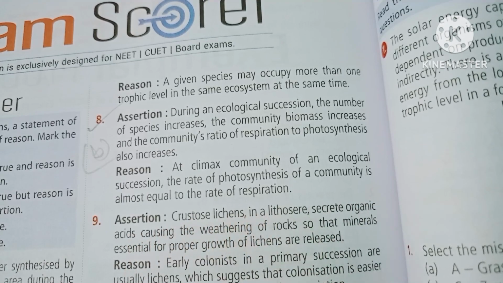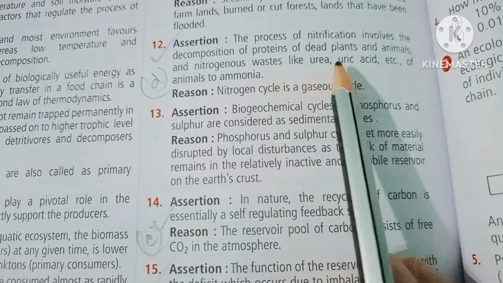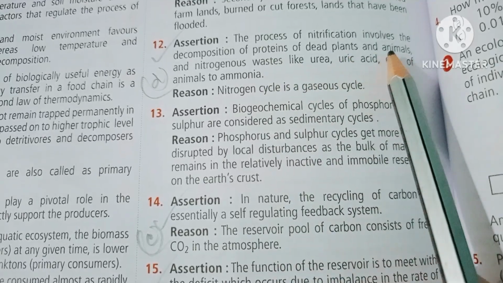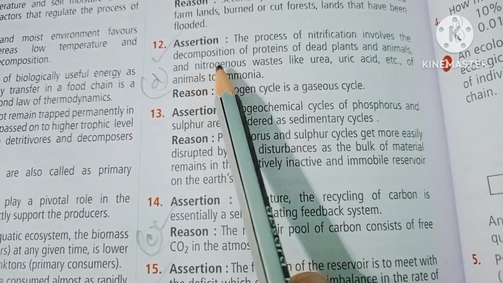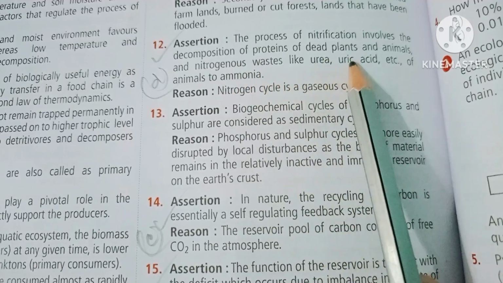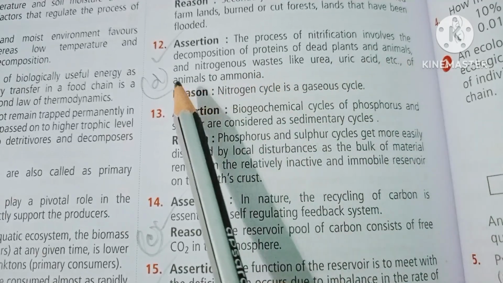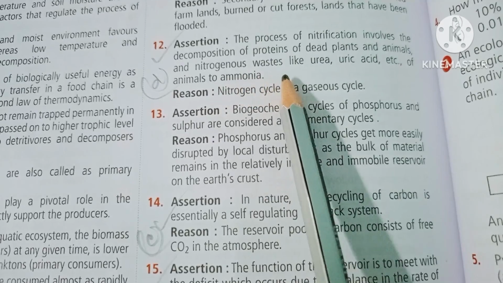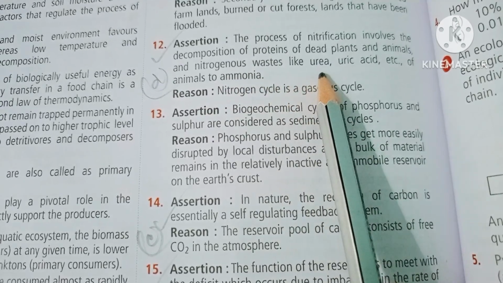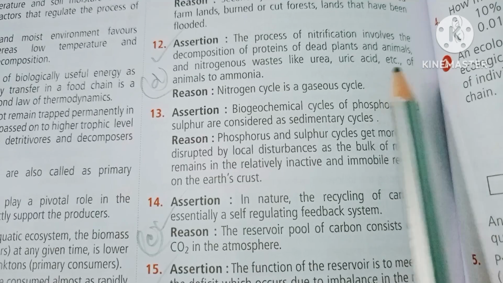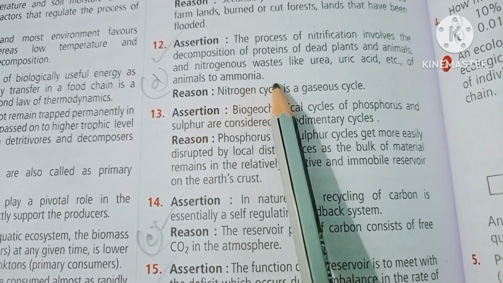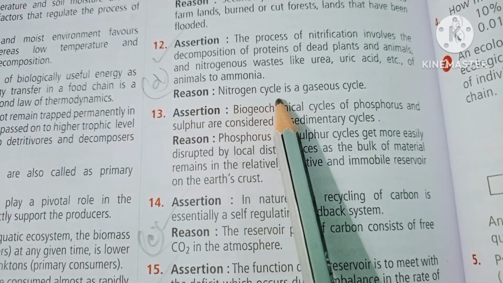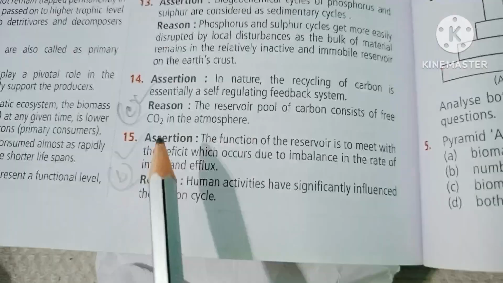Assertion: The process of nitrification involves the decomposition of proteins of dead plants and animals and nitrogenous wastes like urea, uric acid, etc. of animals to ammonia. Reason: nitrogen cycle is a gaseous cycle.